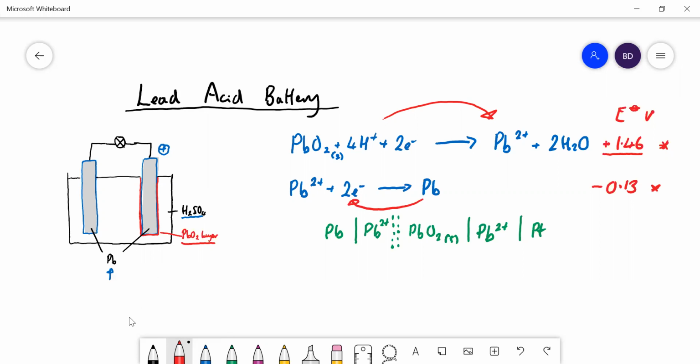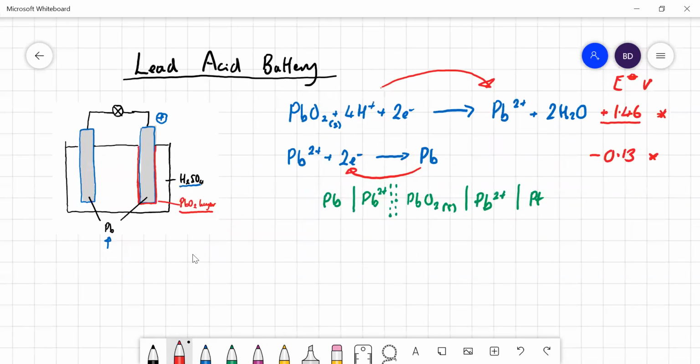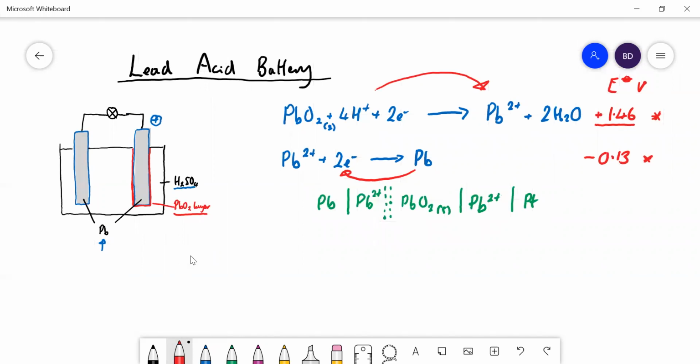So we write down the cell reaction then. What's going to happen when we run that cell? We're going to get lead oxide and the 4 protons from the sulfuric acid and lead metal, and that's going to give us 2 Pb2+ ions and water. That is what happens when the cell is discharged. Okay, so when you're using it to provide a current.